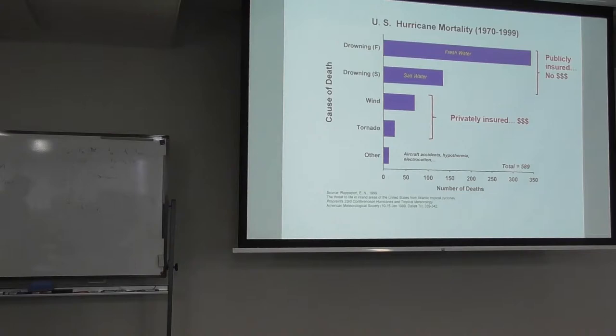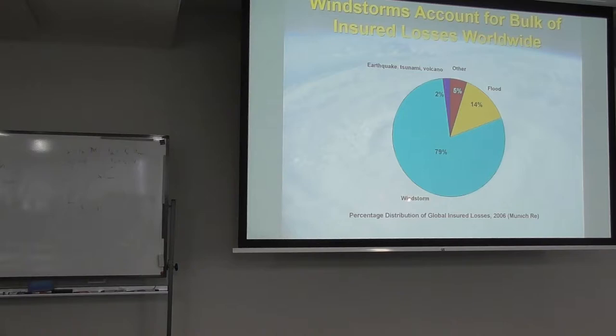Really, tropical cyclones should be more about water than about wind, and yet we focus on wind. Globally, in a particular year, this is 2006, these are privately insured losses: 79% from windstorms, 14% from floods and other things. Remember, in most countries, it's not private insurance but governments that insure against floods. That's why floods are small on this diagram, but this illustrates that insurance companies really want to know about the wind. And yet, globally, that's not the big hazard.